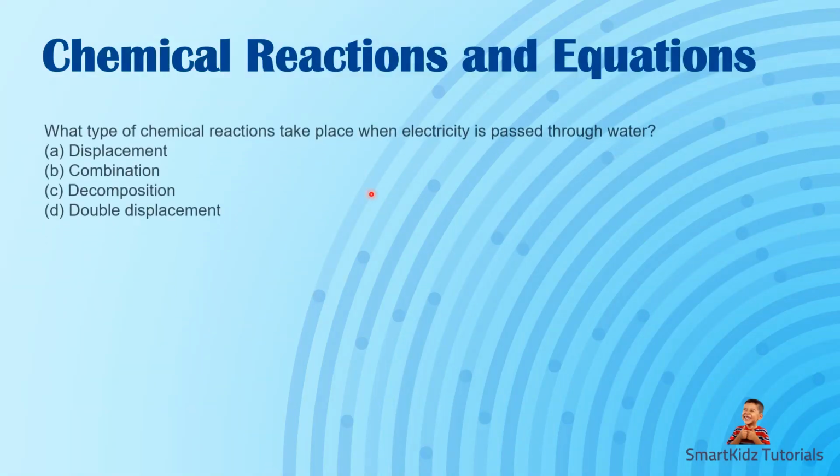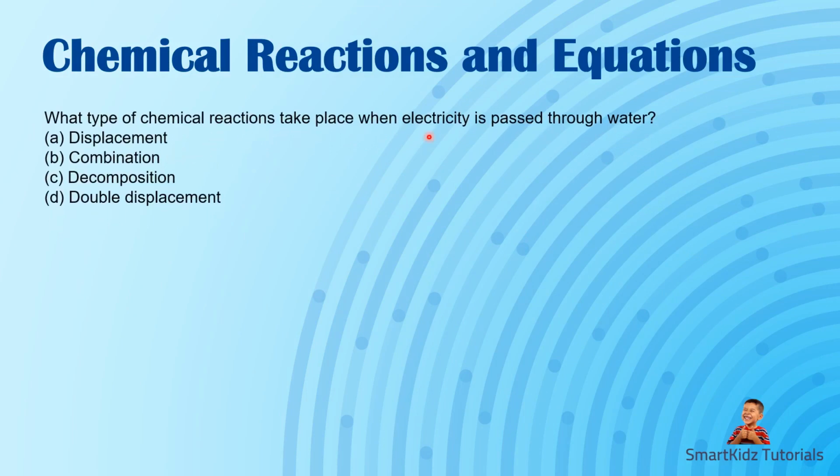Next question. What type of chemical reaction takes place when electricity is passed through water? We just came through electrolysis of water, where it was discussing the mole ratio of hydrogen and oxygen. Here it's talking about when electrolysis is taking place, what type of chemical reaction it is. So let's have a look. It's decomposition. Why is it decomposition? Because the water molecule is being decomposed into its original constituents, that is the original elements, hydrogen and oxygen. That is why it is decomposition.